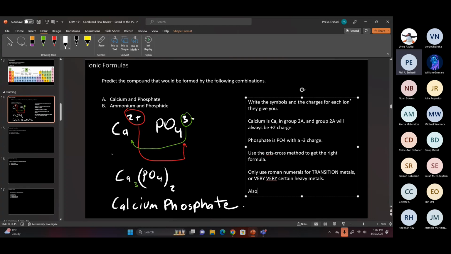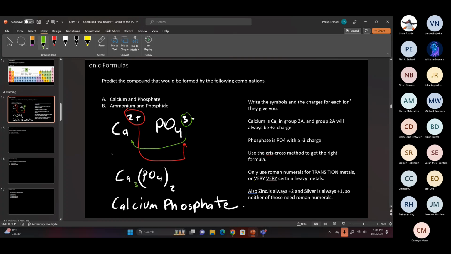Also, let me warn you about this ahead of time because this is an edge case that may or may not come up during your exam. Zinc is always 2 plus and silver is always 1 plus. So neither of those need Roman numerals. Even though they are transition metals, they are reliably the same state all the time. So if you see those, they don't need Roman numerals either.